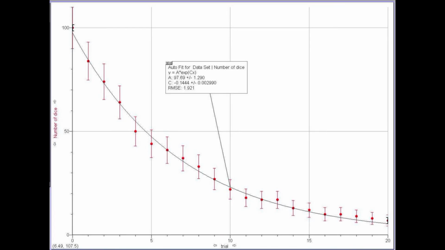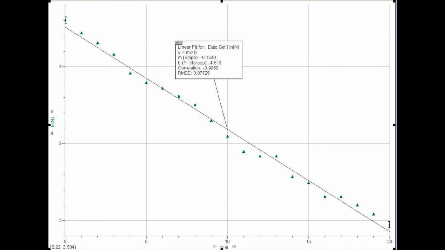Fit an exponential to the same data to get the decay constant. Finally, plot the natural log of the number of dice versus the trial number and get the decay constant from the slope of the linear fit.